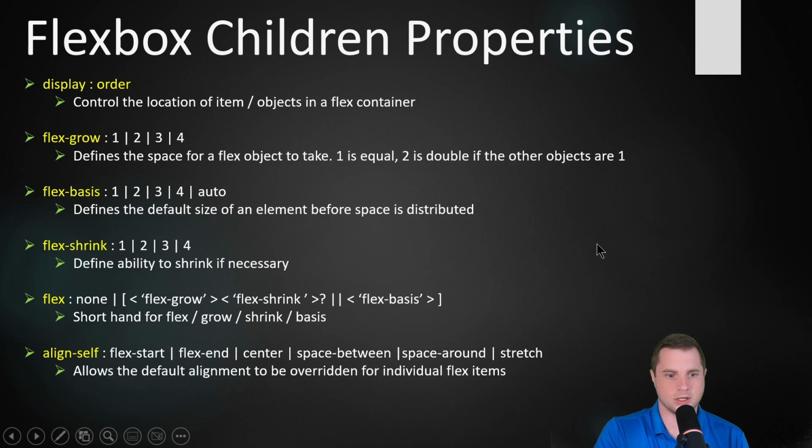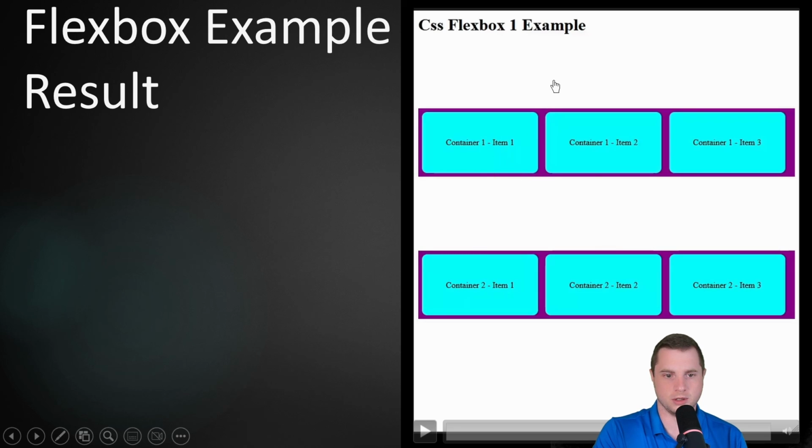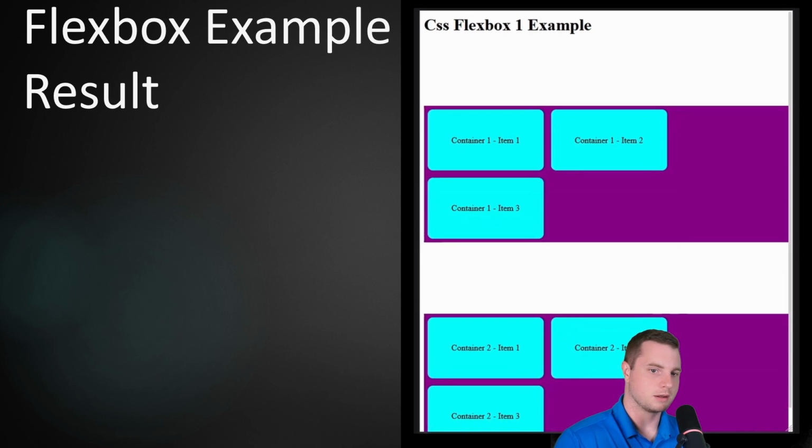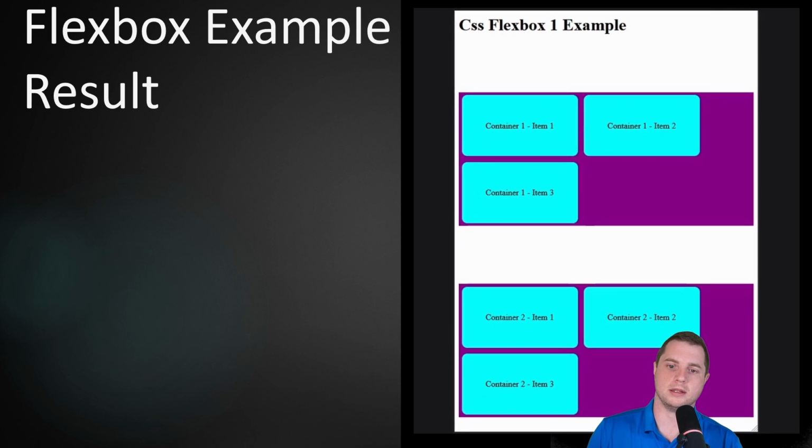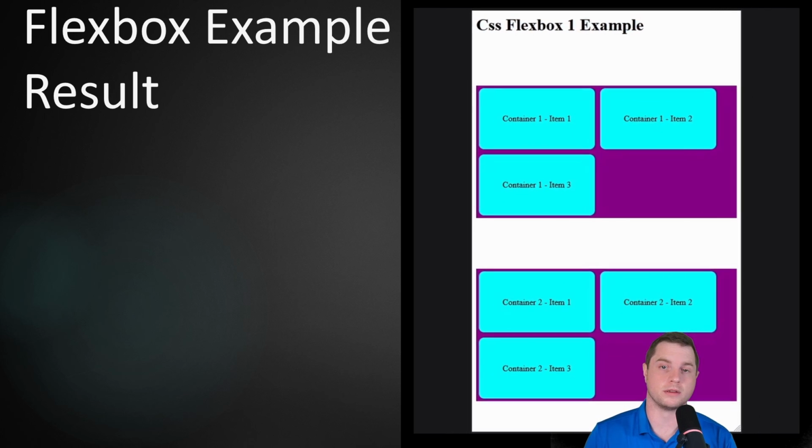Okay, so if we show you this video again, we have our container items. Notice that it's aqua. The background is purple, which is the container itself. And then it gives you this effect as we shrink the width. We can start collapsing our own content down the page so it actually fits on the width of the screen.